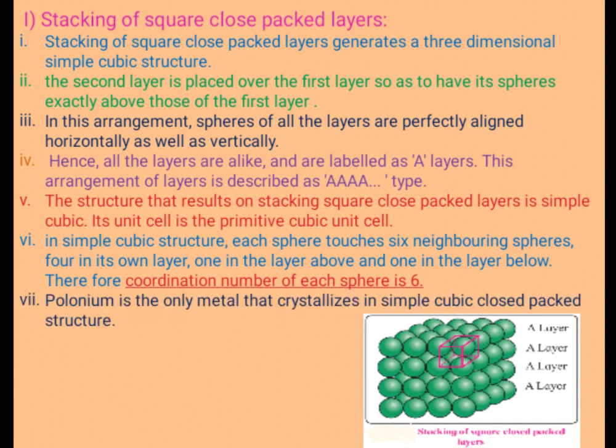For example, polonium is the only metal that crystallizes in a simple cubic structure. It is important to note that this element, polonium, forms only the square close packing structure.